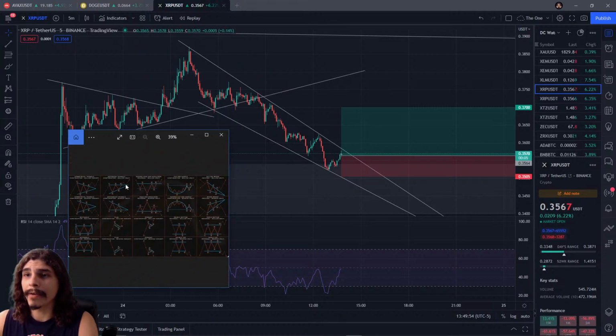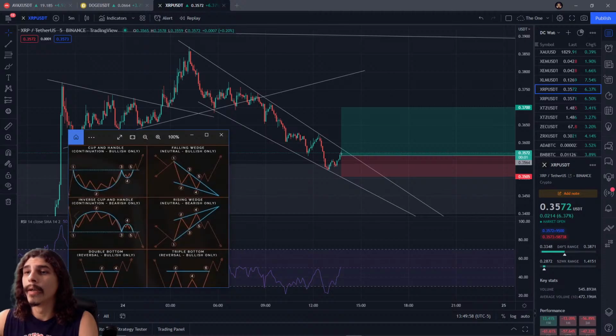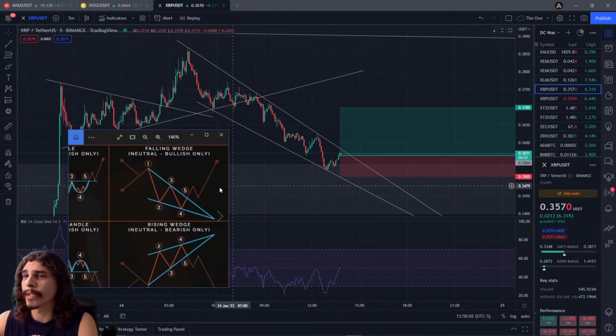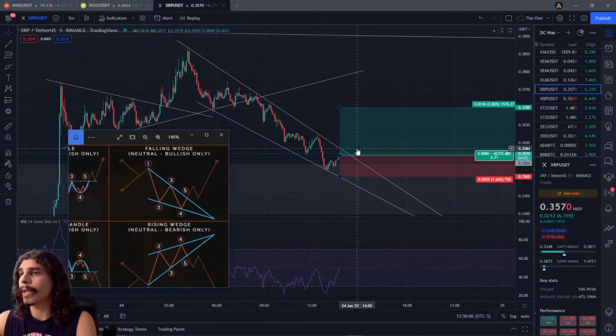We have some of these patterns here where if price comes from upside or downside, it really affects the pattern. But here we can see that it doesn't matter where this comes from. So we have a falling wedge structure here, and we want to try and play inside the wedge until it breaks out. So that's why it looks like I have a long here.